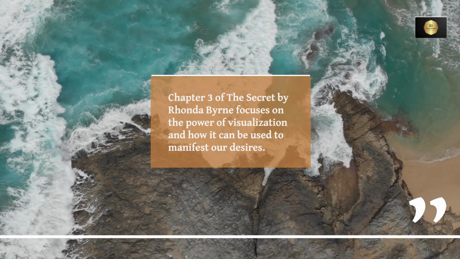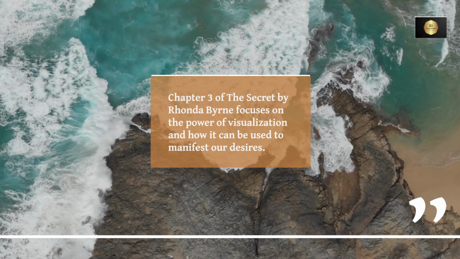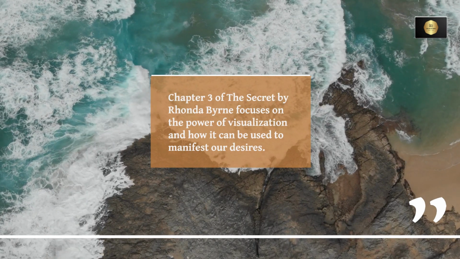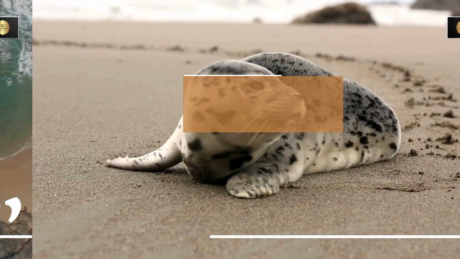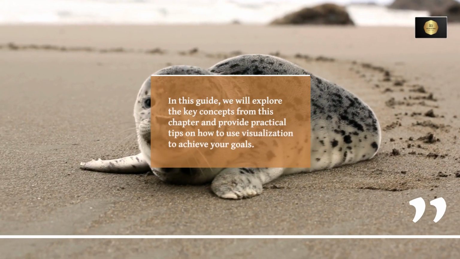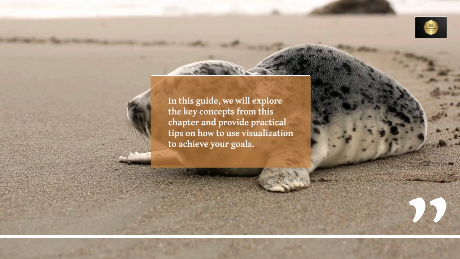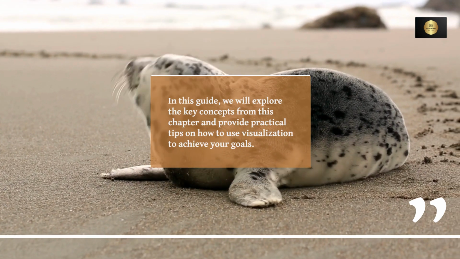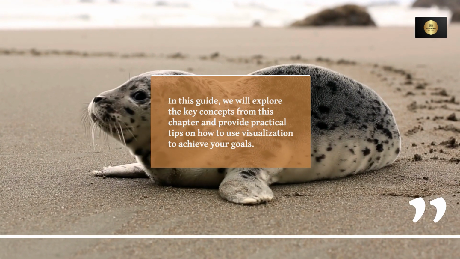Chapter 3 of The Secret by Rhonda Byrne focuses on the power of visualization and how it can be used to manifest our desires. In this guide, we will explore the key concepts from this chapter and provide practical tips on how to use visualization to achieve your goals.